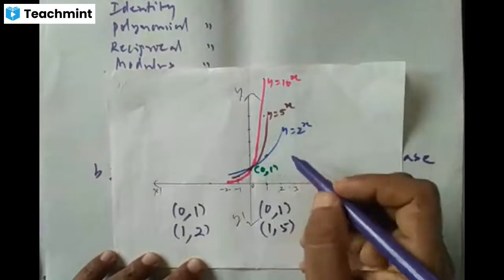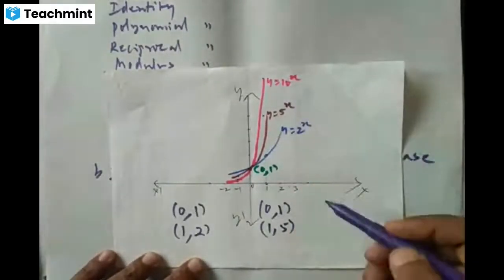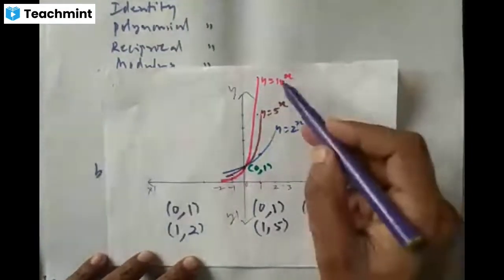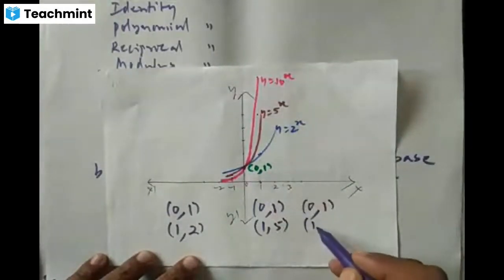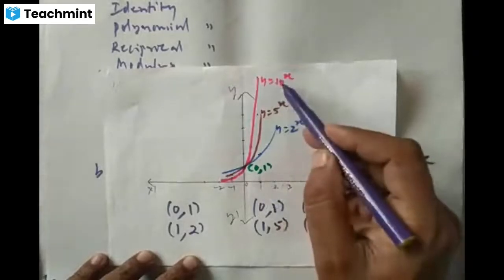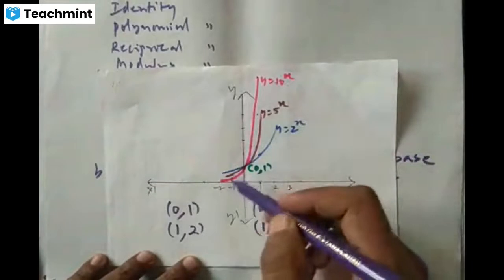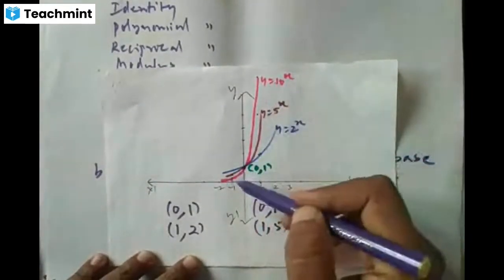Okay. Next, to draw the graph of the function y is equal to 10 power x, I require 2 points. So when I put x is 0, y becomes 10 power 0, that is 1, correct? I got this point. Next, if I put x is 1, I'll get y is 10 power 1, that is 10. I have joined these 2 points, then I got the graph of the function y is equal to 10 power x.